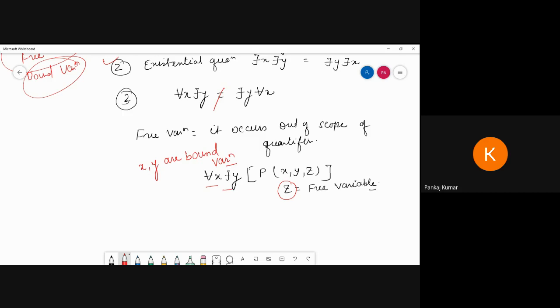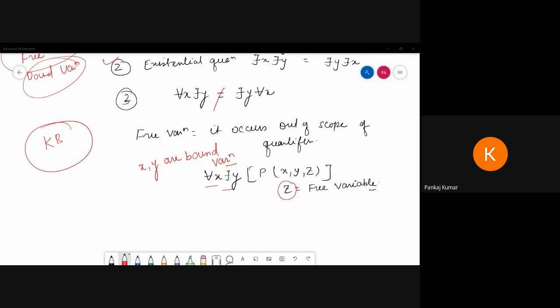When we are talking about free and bound variables in AI, that means I am talking about the KB, knowledge base system. So it is always important which topic we are studying. We are reading all these things inside the knowledge base agent. It is not that our propositional logic is separate, all these come inside the knowledge based agent. Okay.